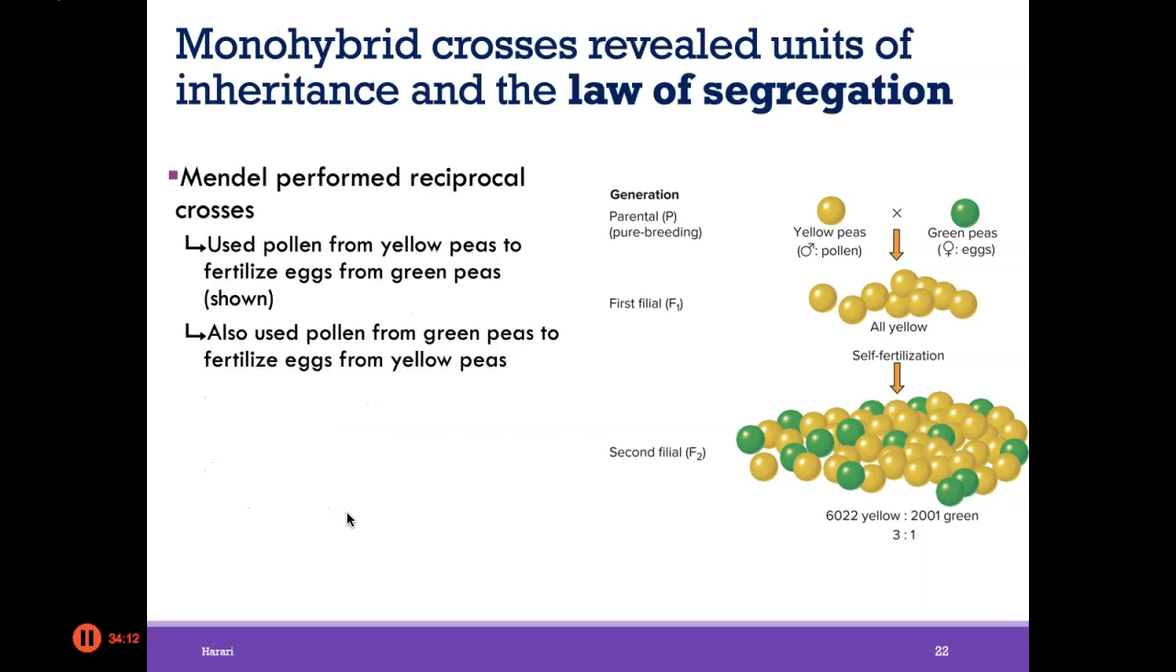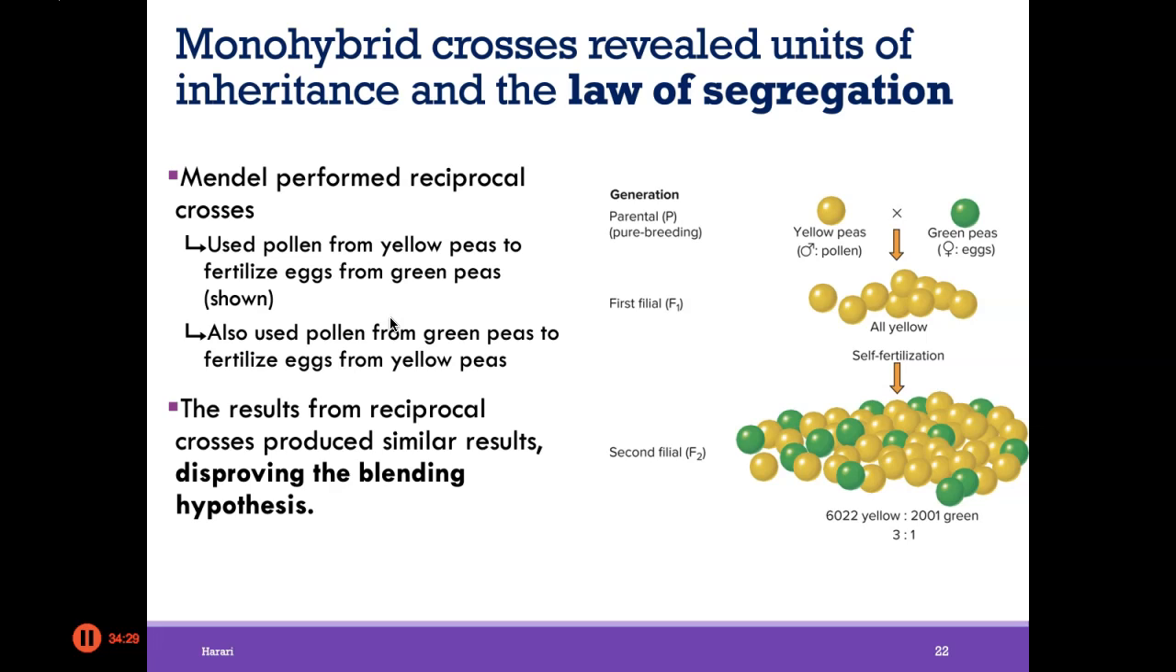So Mendel did this cross in reciprocal. So he used pollen from yellow peas to fertilize eggs from green peas like I showed, but he also did the opposite. He took green pea pollen and he fertilized eggs from yellow peas. And the results from the reciprocal crosses produced similar results. So this completely disproved the blending hypothesis.